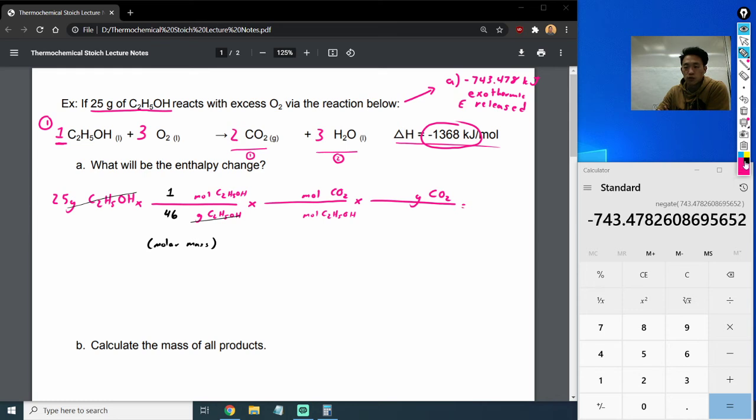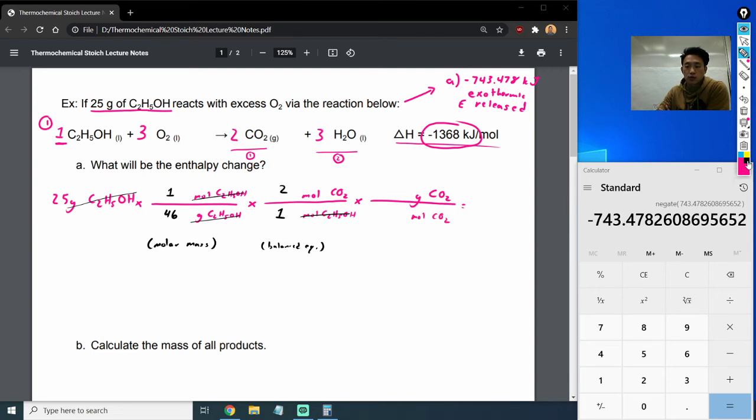Since we have moles and moles on the same fraction, the numbers are going to come from the balanced equation. So if we look for CO2, there's a number 2 in the front, so we'll put a 2 in the front. C2H5OH has a 1 in the front, so we're just going to put a 1 on the bottom, and then moles can cancel out. Now I want to get rid of moles of CO2, so I'm going to put moles of CO2 on the bottom.